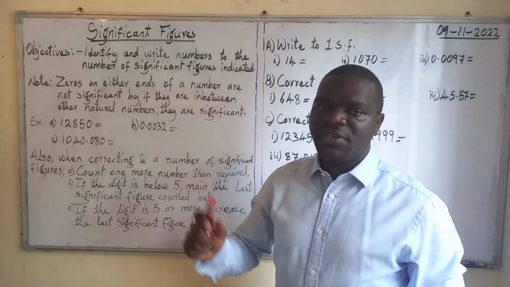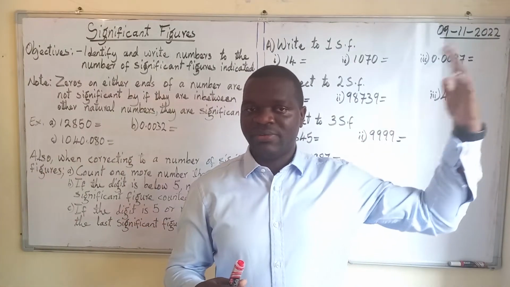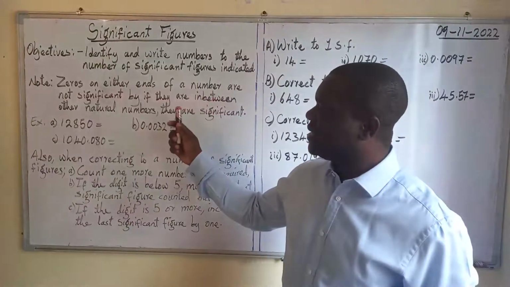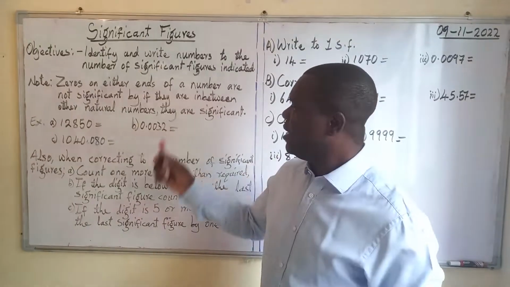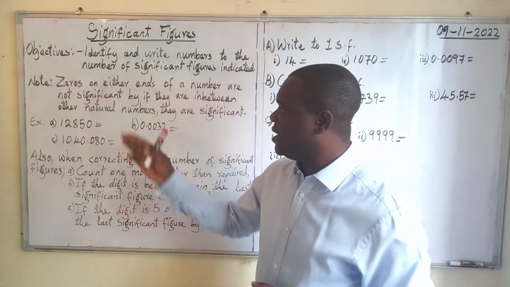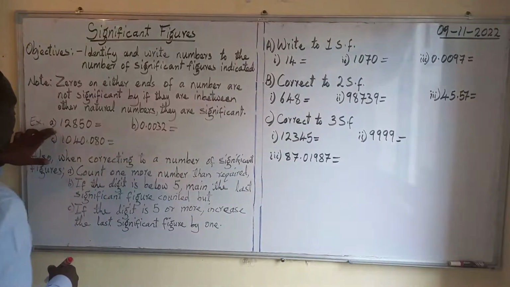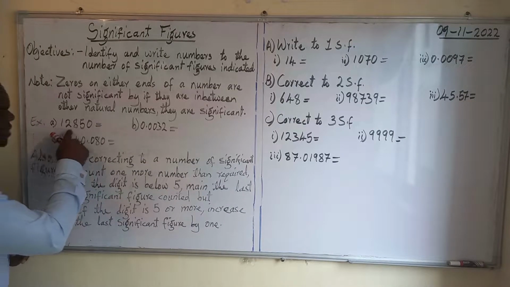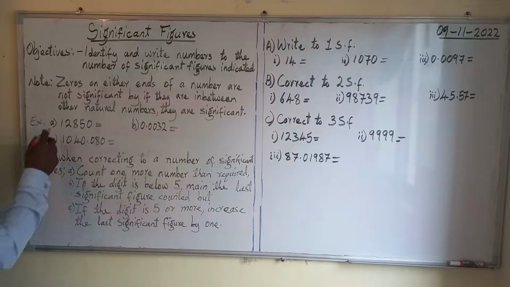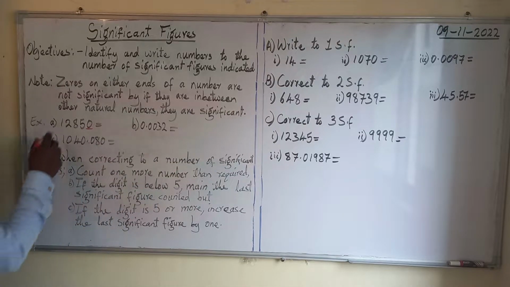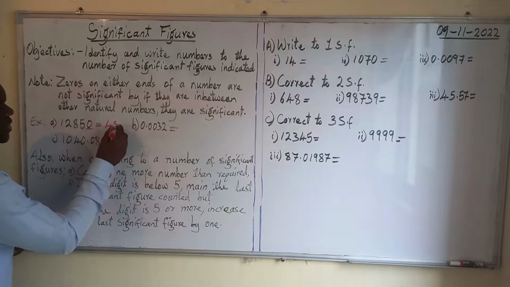In significant figures, zeros on the right end or the left end of a number are not considered significant. However, if the zeros are found in between the natural numbers, they are significant. For instance, in A here, if you are asked how many significant figures are in this number, we count 1, 2, 3, 4. Because this 0 is at the end, it's not considered a significant figure. So here we have 4 significant figures.